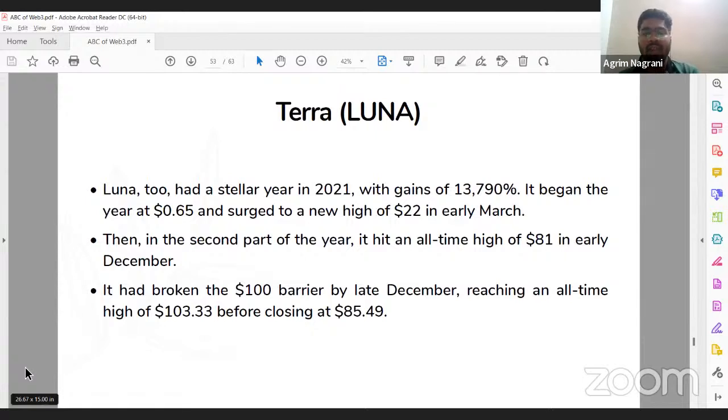Then there was a coin called Terra, or you can say Luna, which was drastically dumped in the past month, you can say two or three months. The Luna crash, as we all are aware, decreased the value of cryptocurrency a lot, and billions of dollars were wiped out in this crash. This was the currency which gained almost 14,000% in the previous year. So this is the level of returns which can be gained through the cryptocurrency market.